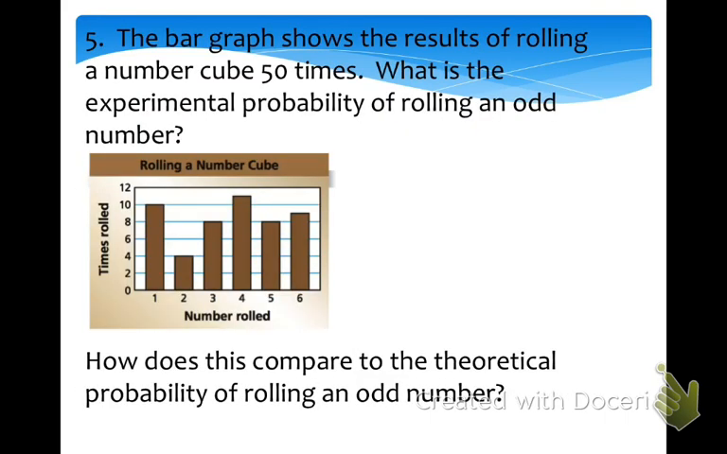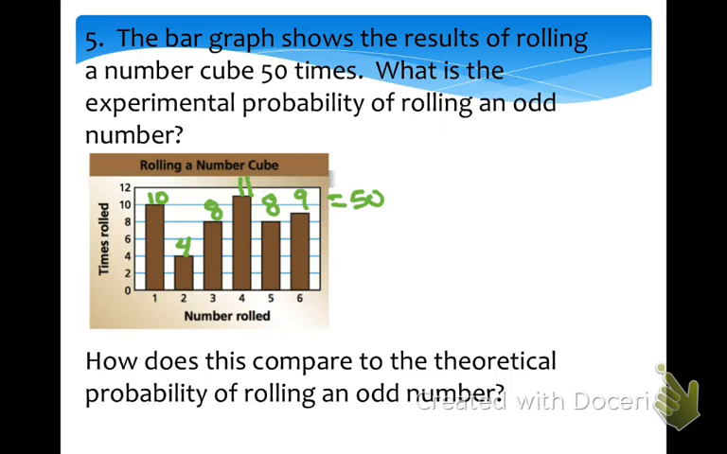So here's another way of looking at an experimental activity. This bar graph shows that a number cube was rolled 50 times. So if I add each of these columns up, I've got 10 here, I've got 4 here, 8 here, 11 here, and 9 there. If I added all of that up, that would equal 50, okay?